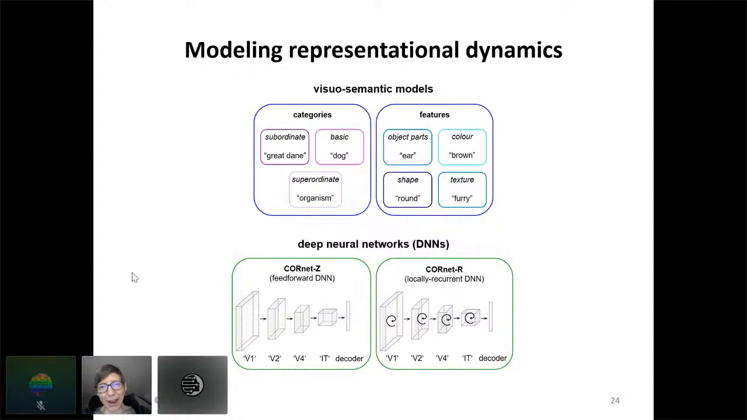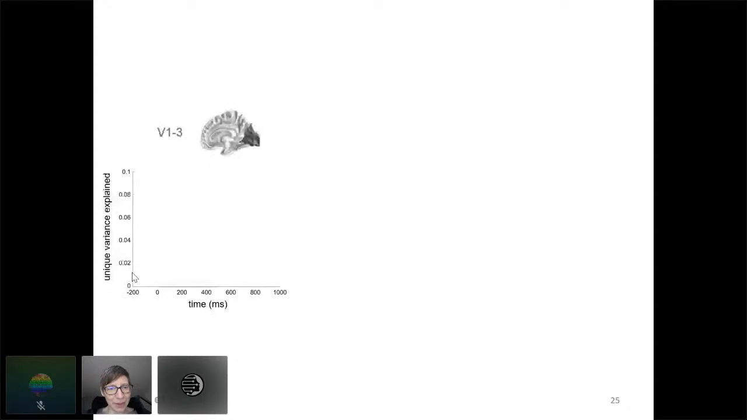So when we do that, we get the following results. Let's first look at early visual cortex. What I'm showing here is unique variance explained on the y-axis. So I'm not showing the overlapping variance explained by the two types of models. And then time on the x-axis. In blue, I'm going to show you the variance explained by the Visuo-semantic model, and in green, the variance explained by the deep neural networks.